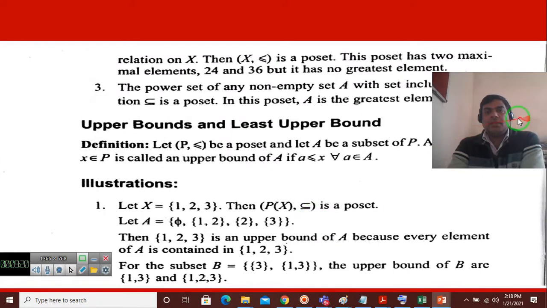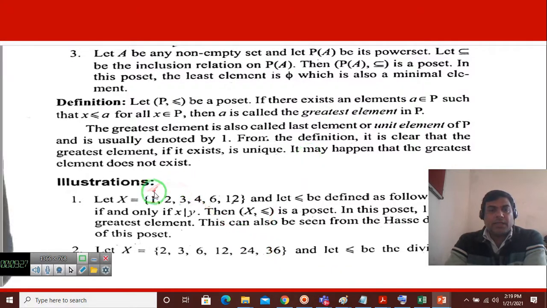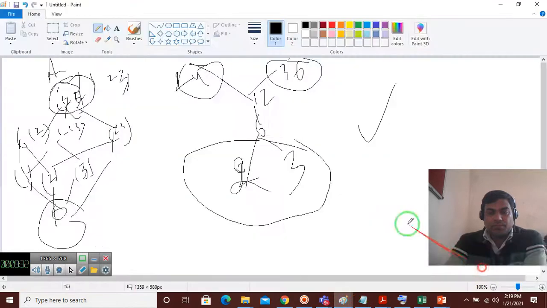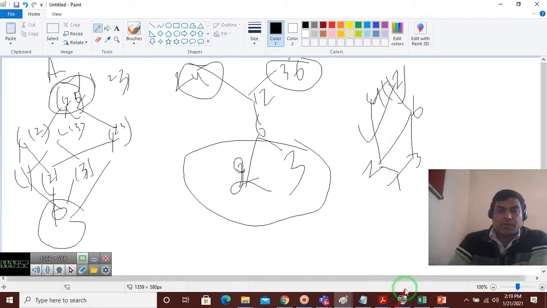If we make the Hasse diagram of this set {1, 2, 3, 4, 6, 12}: 1 divides 2 and 3, and 2 and 3 divide 6, 2 divides 4, and 4 or 6 divide 12. This is the relation. So 12 is the highest element.